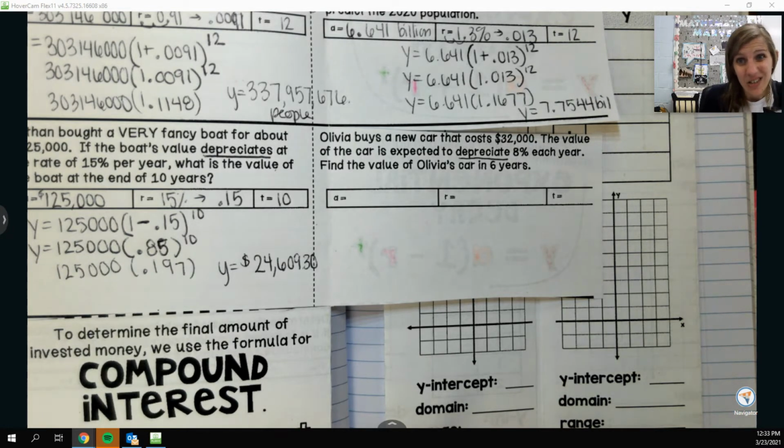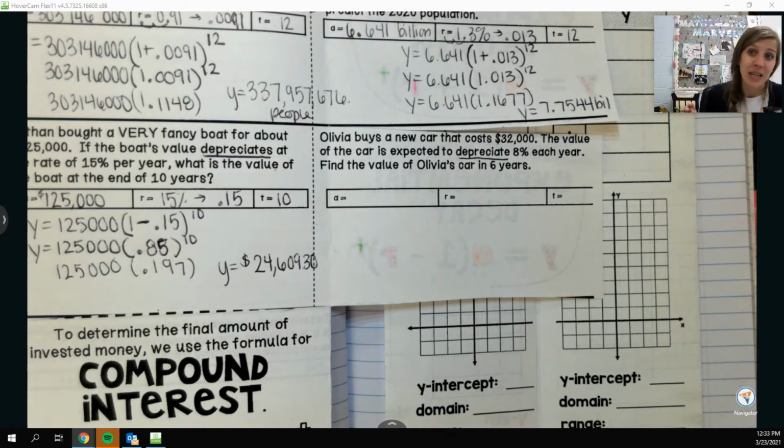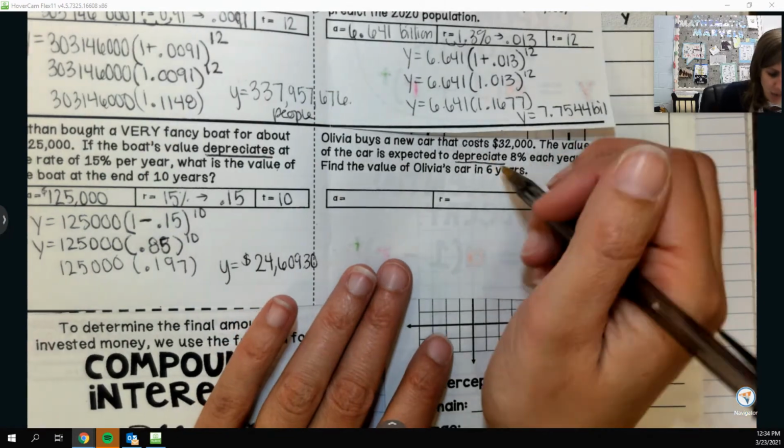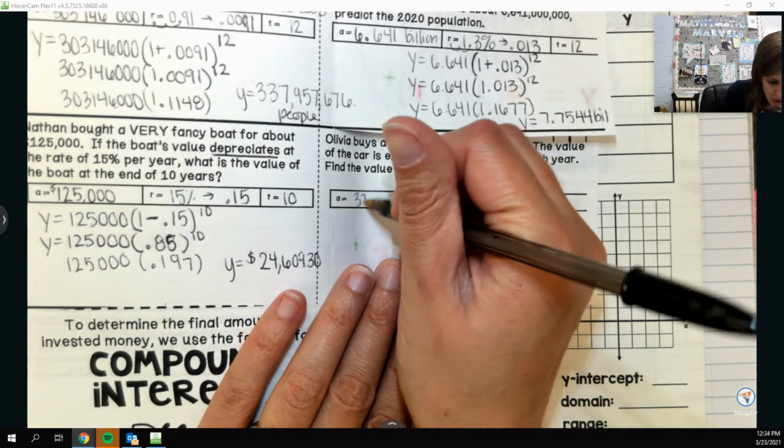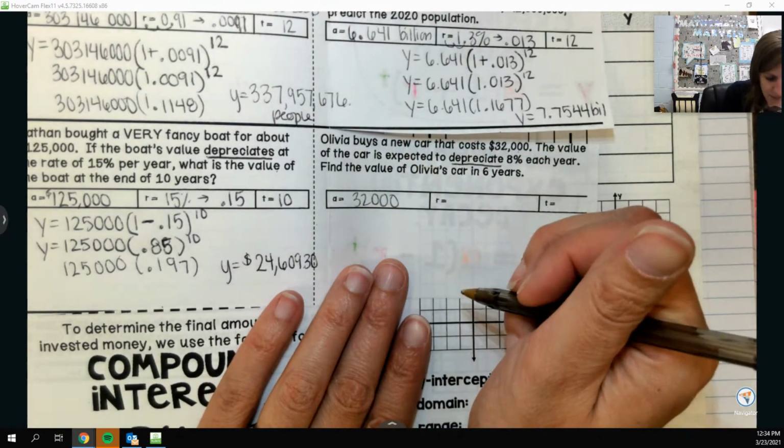So guys, that is a true thing. If you buy a brand new car, it depreciates real fast and it loses value real fast. So it's always kind of better to buy used. But we'll take that initial amount, that $32,000 that I bought the car at.